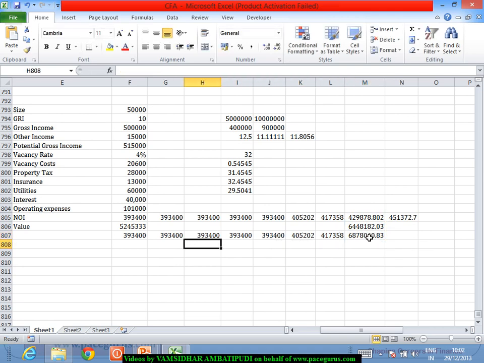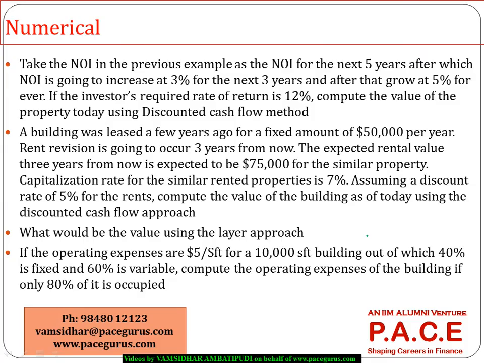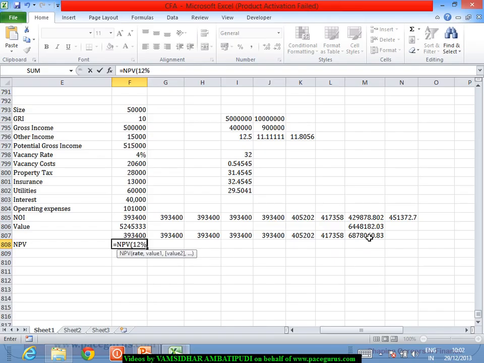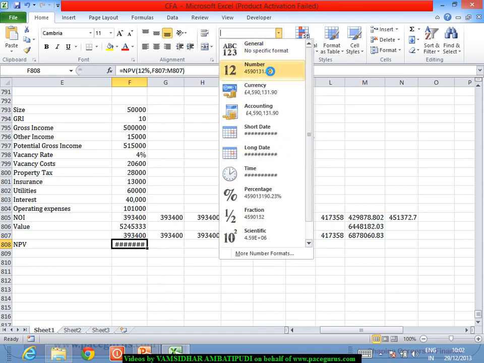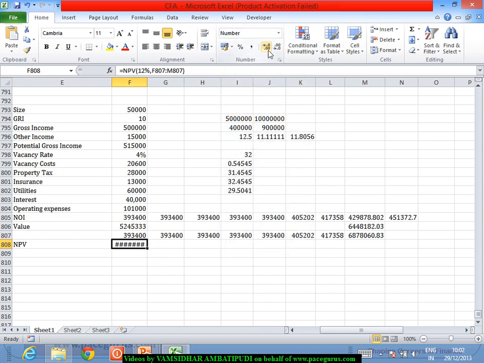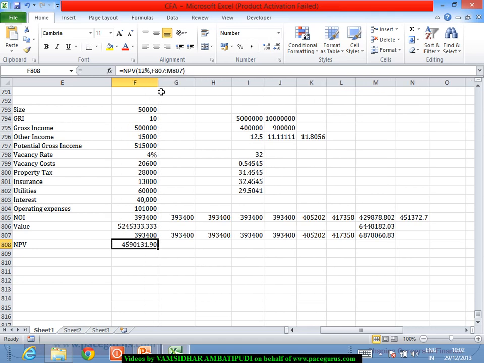So out of this I can find out the NPV, which would be the value of the property. I'll find out the NPV at the rate of 12%, assuming these are my future cash flows. Here I am using NOI as the proxy for the future cash flows. In this case, the value of this property is getting worked out as 4.59 million.